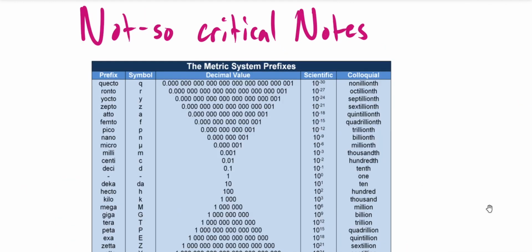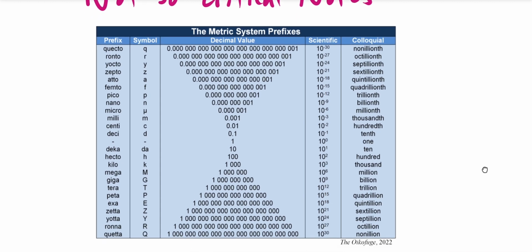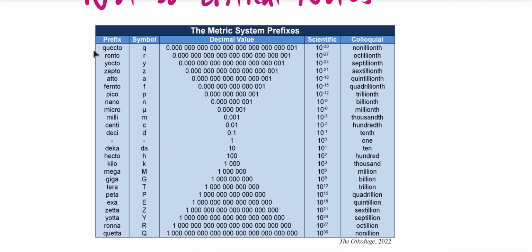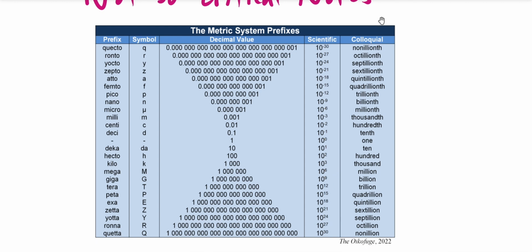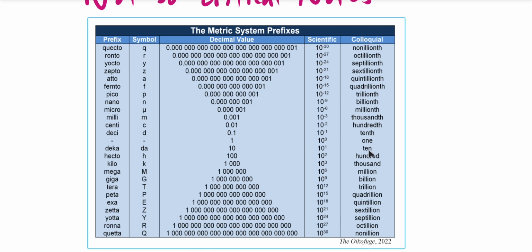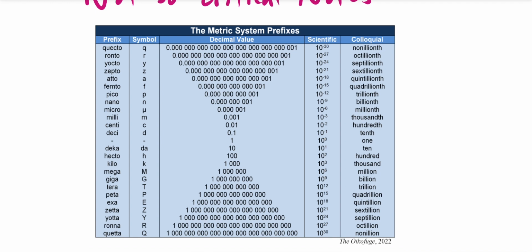So here's some not so critical notes. You can skip this if you like, but parts of this may be helpful in your science class. Not the whole thing, obviously. I don't know anybody who uses quectometers, but centimeters, surely. Kilometers, definitely. And what they mean are powers of 10 that are either negative powers for very small numbers, notice the decimal moving, making these small, or large powers of 10, so increasing the size of this number. And here we have the exponent that corresponds to that. And here we have the terminology for that. And the prefixes that are used are listed here.